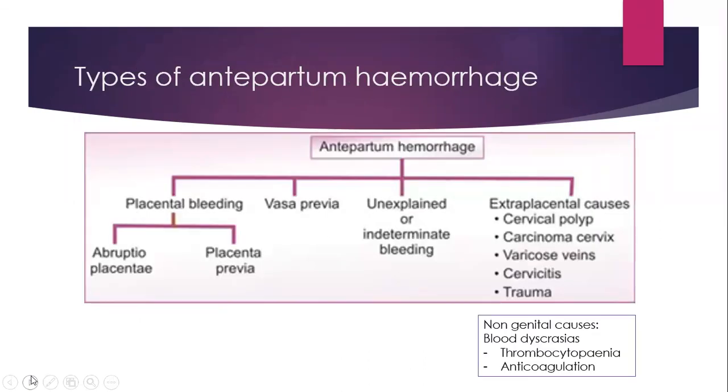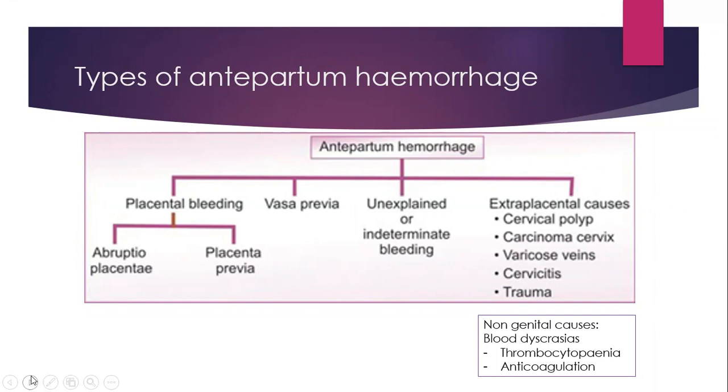So antepartum hemorrhages usually have many causes, but they try to classify it by whether it is from the genital tract or non-genital causes, and then the genital causes are also classified into extraplacental causes versus placental causes, and then your unexplained group, which is usually the most common. The patients that present with antepartum hemorrhage most of the time don't have a reason why they are bleeding. So your non-genital causes would be your thrombocytopenic patients or your patients on anticoagulation therapy.